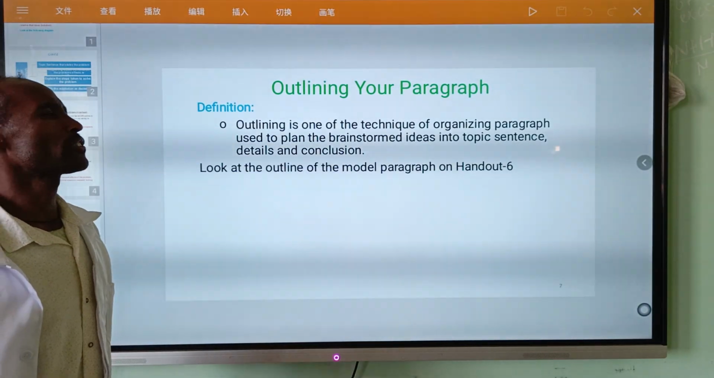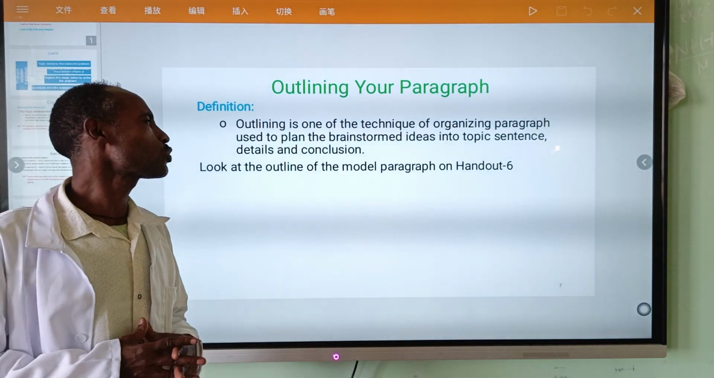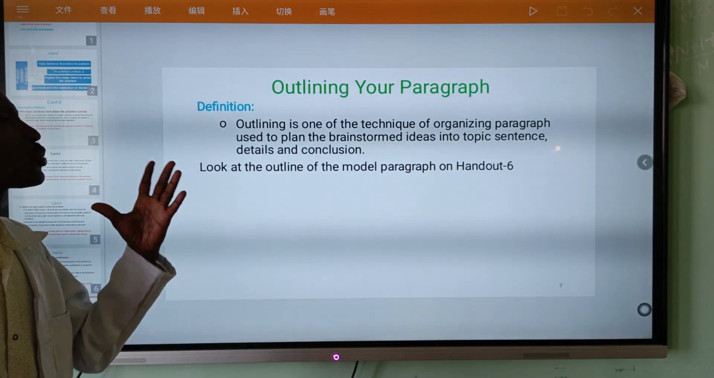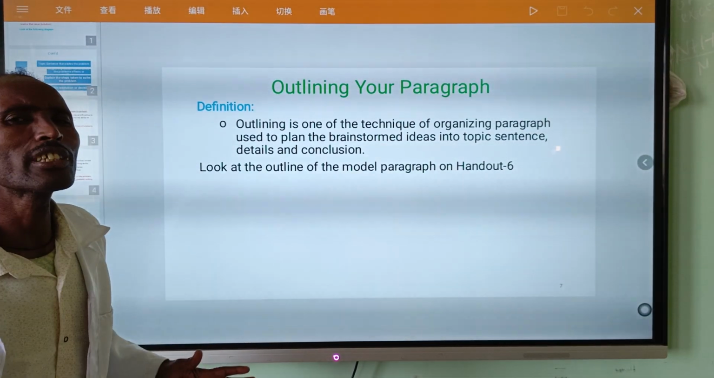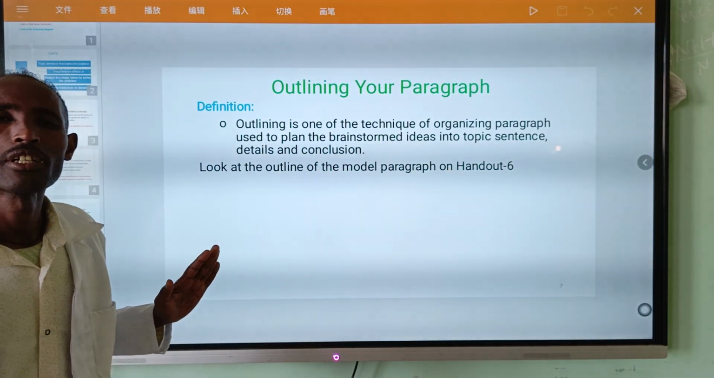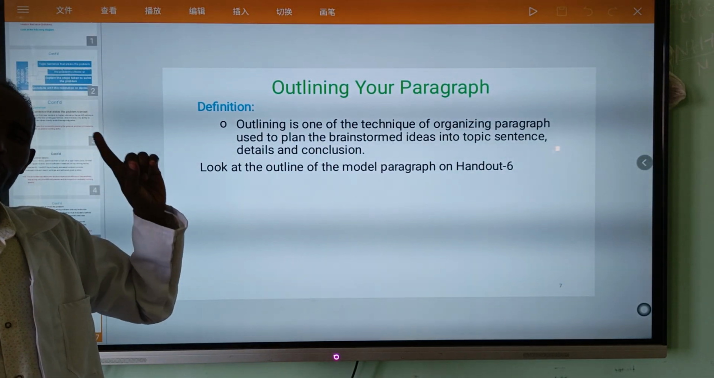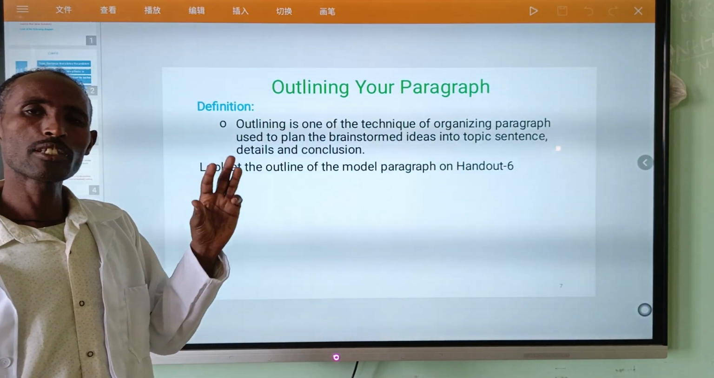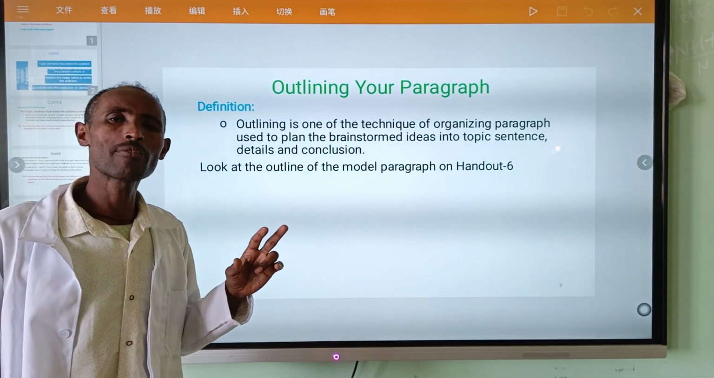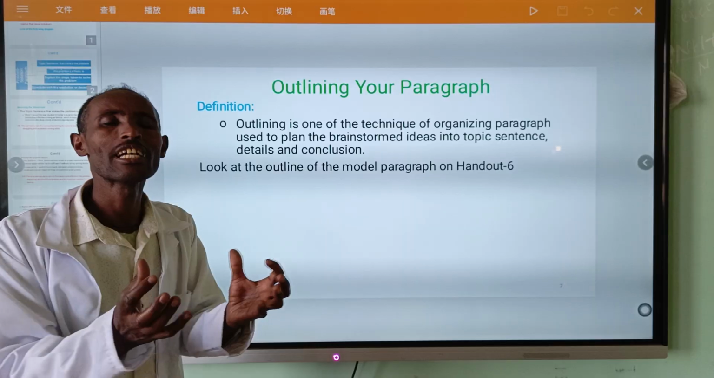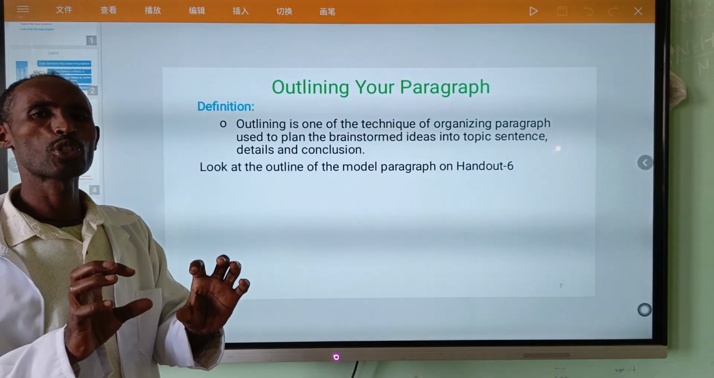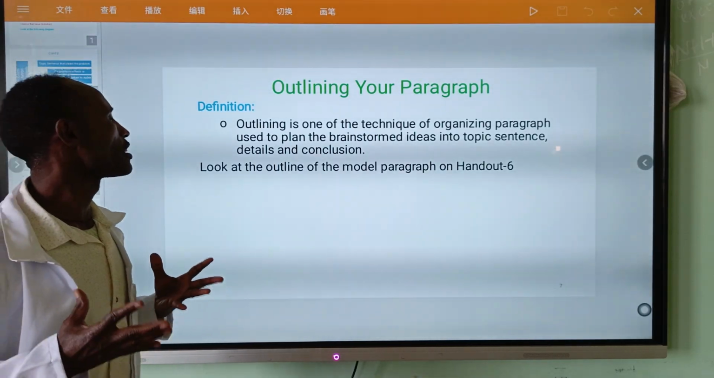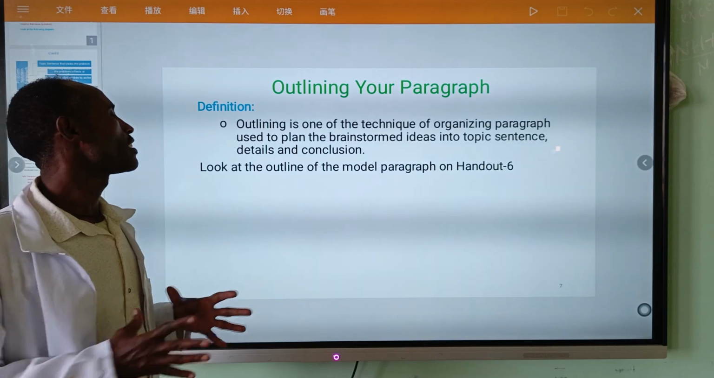Definition: outlining is one of the techniques of organizing a paragraph, used to plan the brainstormed ideas from the previous lesson into the topic sentence, supporting details and conclusion. Particularly in the warming up and brainstorming lesson, you activated your background knowledge, built your vocabulary, and collected information that acts as input for your paragraph writing. Therefore, using that information, now you are going to outline a paragraph.